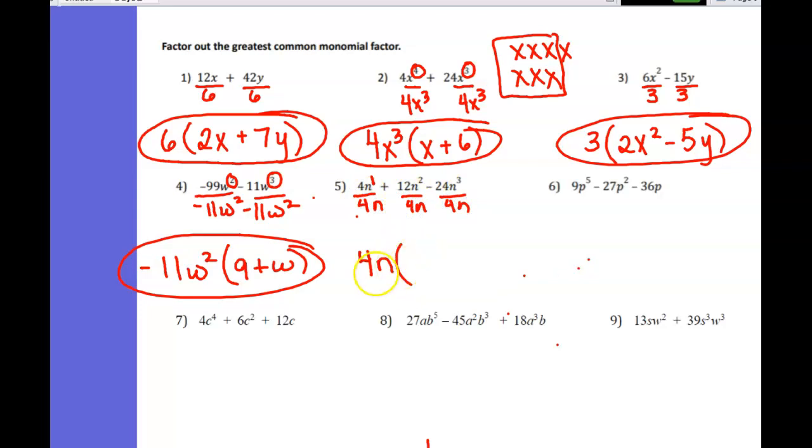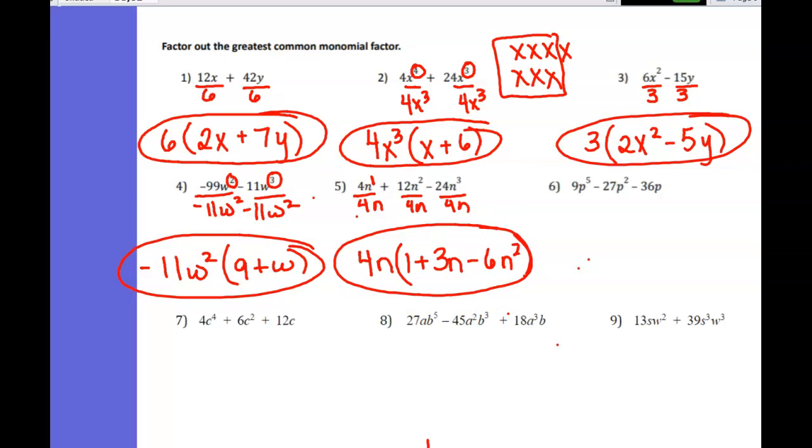Okay, reverse distribute. 4n times 1 would give us 4n. 4n times this would be 3n. And then negative 24 divided by 4 is negative 6, and the n would be squared when we divide. Okay. All right, looking at number 6, we've got 9, negative 27, and negative 36.